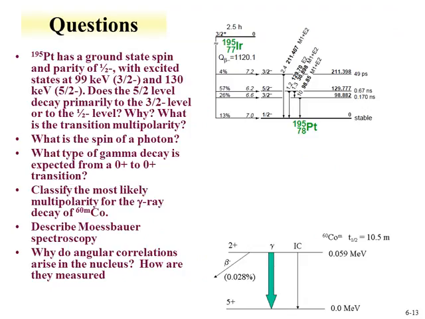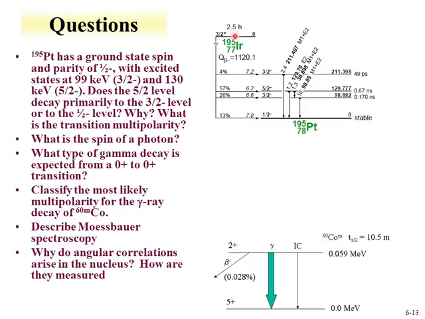Some questions that you'd expect to answer about gamma decay are posed here. For instance, if one looks at platinum-195, the ground state has a spin of 1/2 with negative parity, and there are two excited states that we'll show here: one at 3/2 minus at around 99 keV above the ground state, and another excited state about 130 keV above the ground state of 5/2 minus.